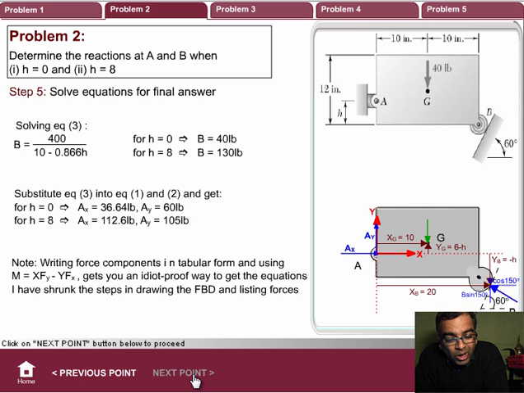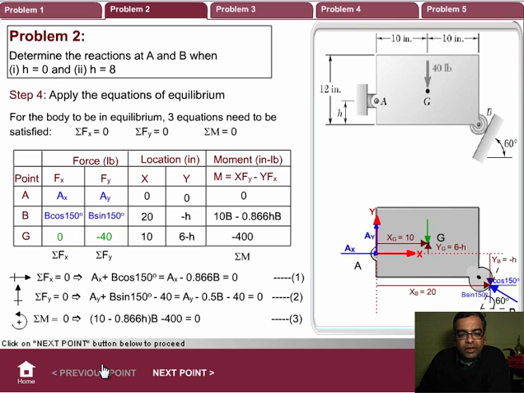Okay. The whole idea is that if you write the force components in tabular form and if you use Mz equal to xFy minus yFx, you will get an idiot proof way of doing the equations. It is very difficult for you to go wrong in this method. Okay. So please remember the critical point here is getting this force table. Once you get this thing, writing out the equation, no big deal, we are done. So converting this picture into this force table is where really your talent lies. Okay, so please learn how to do that.